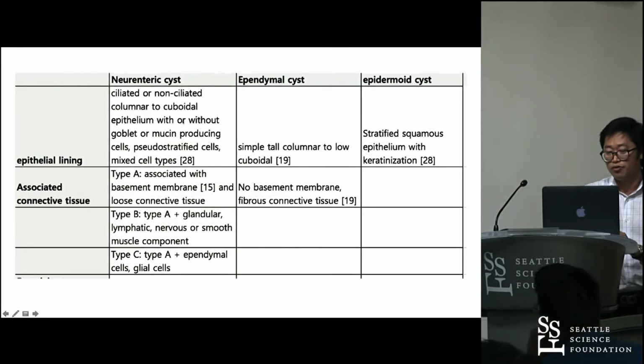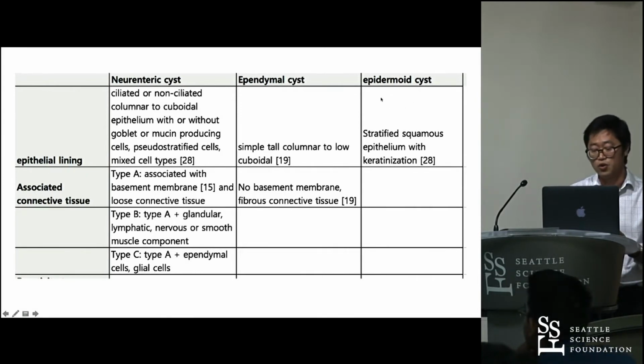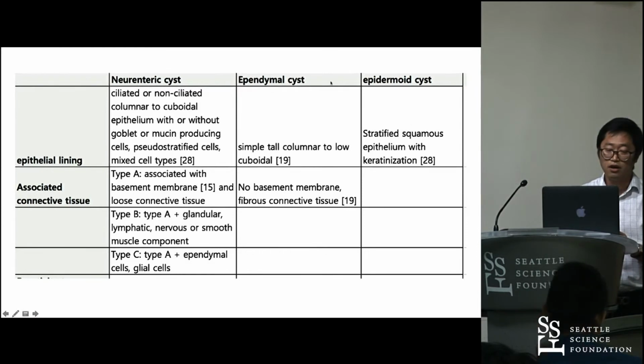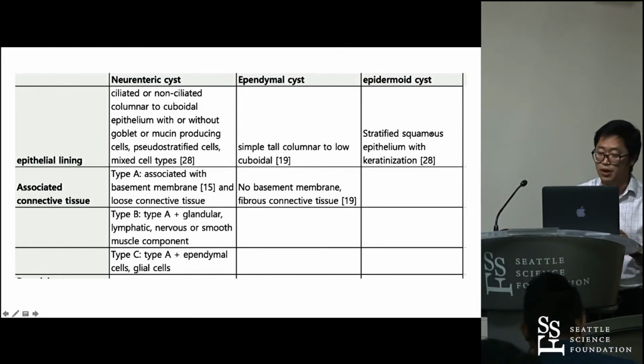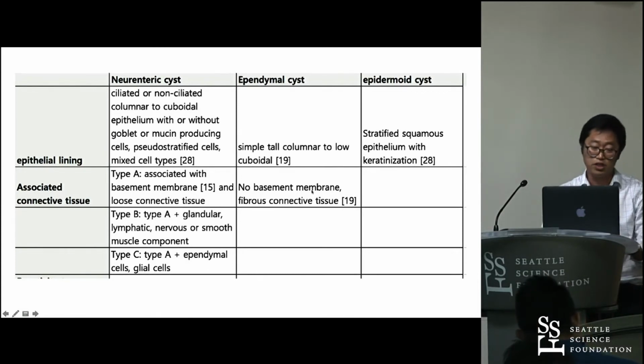If I compare my neurenteric cyst to other cystic growths of the CNS, such as ependymal cyst or epidermoid cyst, I can clearly distinguish some histological characteristics. For instance, the epidermoid cyst is more likely classified with stratified squamous epithelium with keratinization, as in the epidermis. This one does not contain any basement membrane and is not associated with any fibrous connective tissue, whereas my neurenteric cyst is going to be associated with those characteristics.